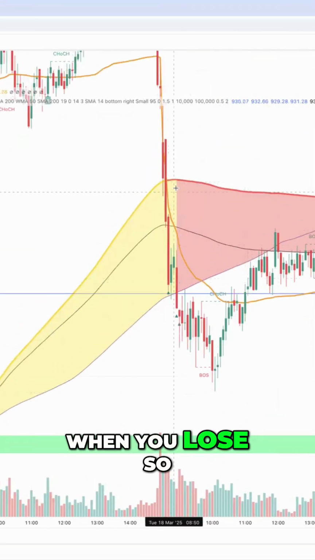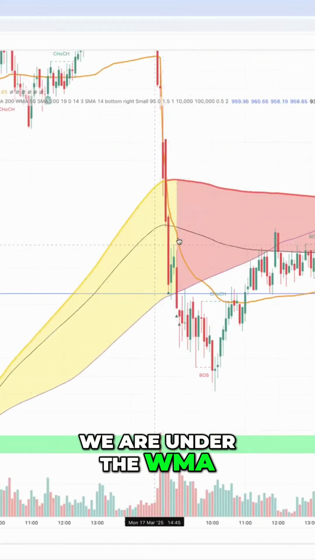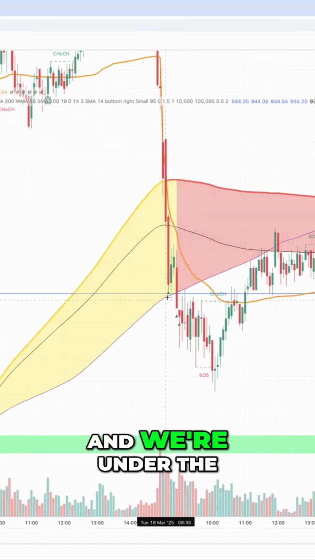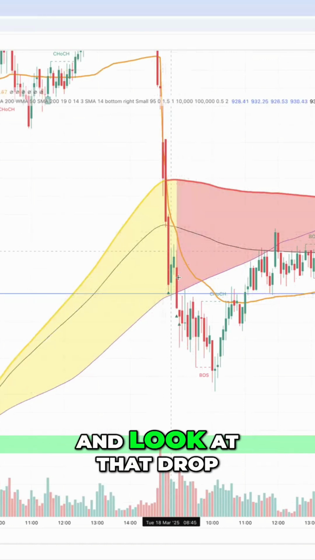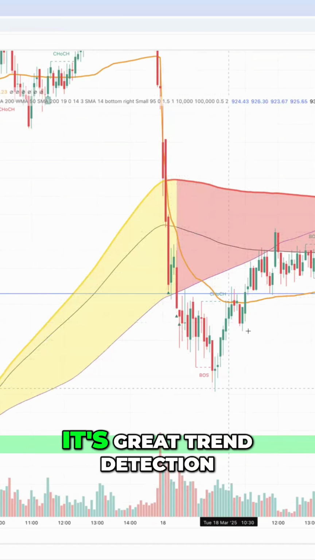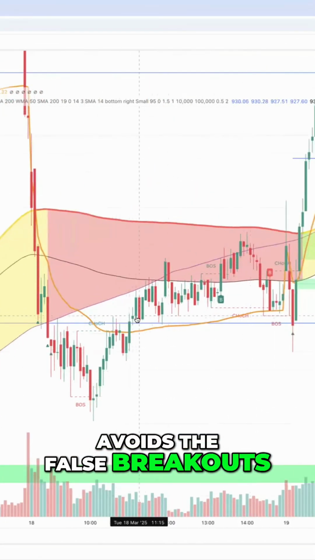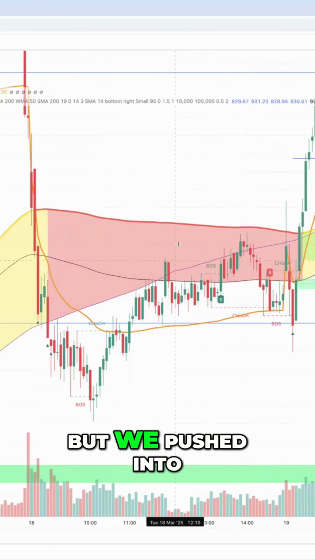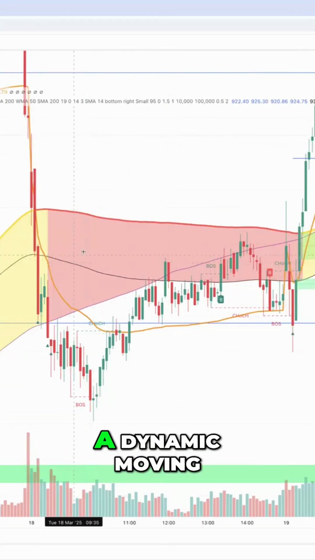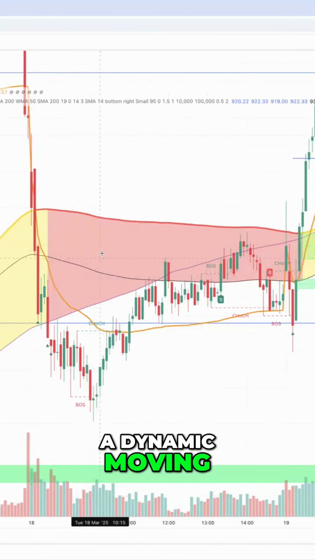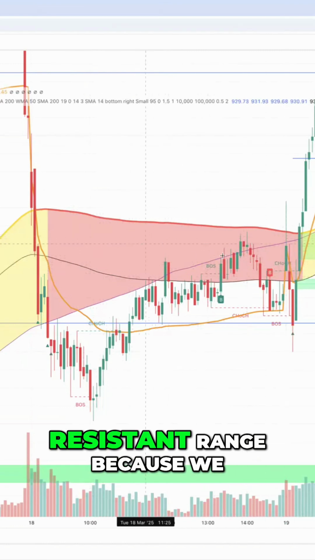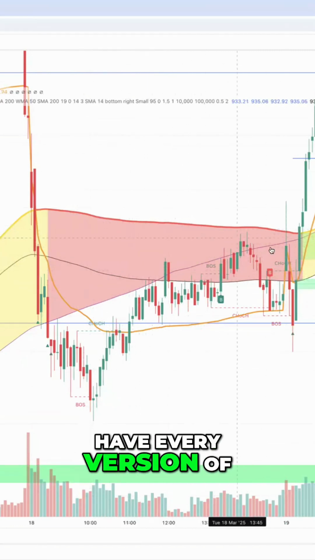When you lose it, so we're under the WMA, we're under the EMA, and we're under the SMA here. And look at that drop. So it's great trend detection. And look how it avoids the false breakouts. We got back above VWAP, but we pushed into this range. So it's giving us a dynamic moving resistance range because we have every version of the 200.